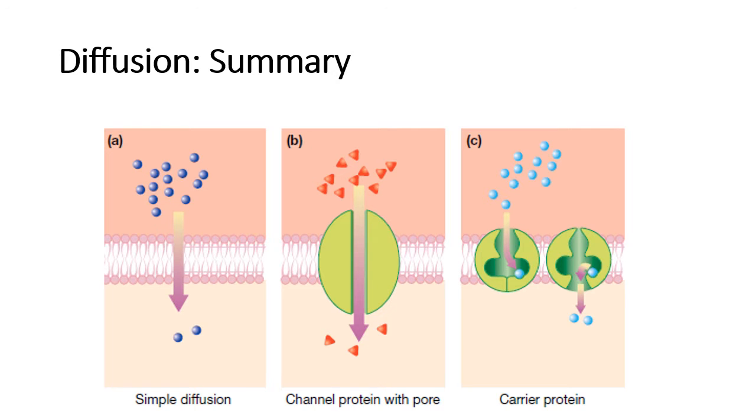So to summarize the three types of passive transport known as diffusion, we have simple diffusion, where it crosses the membrane from an area of high concentration to an area of low concentration without the use of a protein. We have channel protein with a pore that enables particles to transport across the membrane from higher concentration to lower concentration that would not normally be able to cross. Lastly, we have a carrier protein. A carrier protein is able to help transport a particle across the membrane, also from an area of high concentration to low concentration, but it can only transport them in one direction at a time.